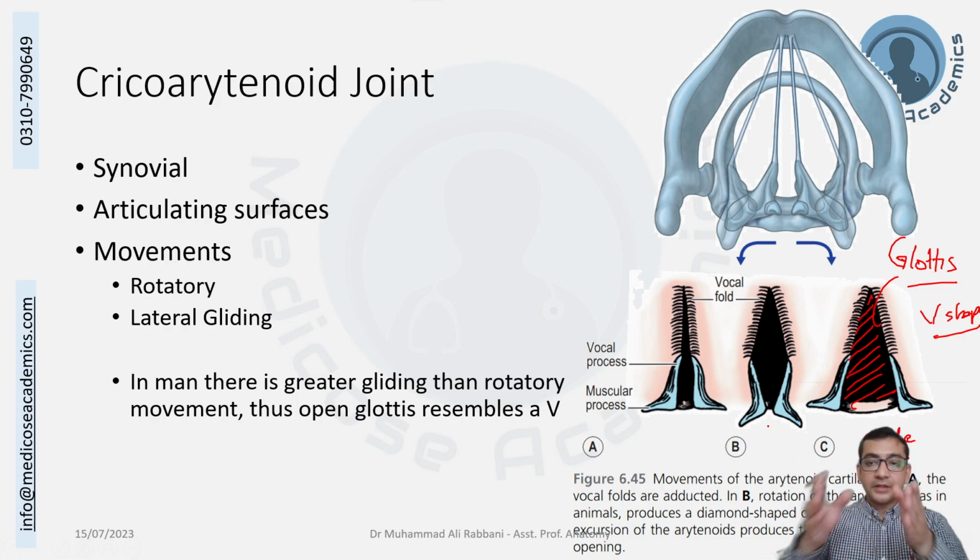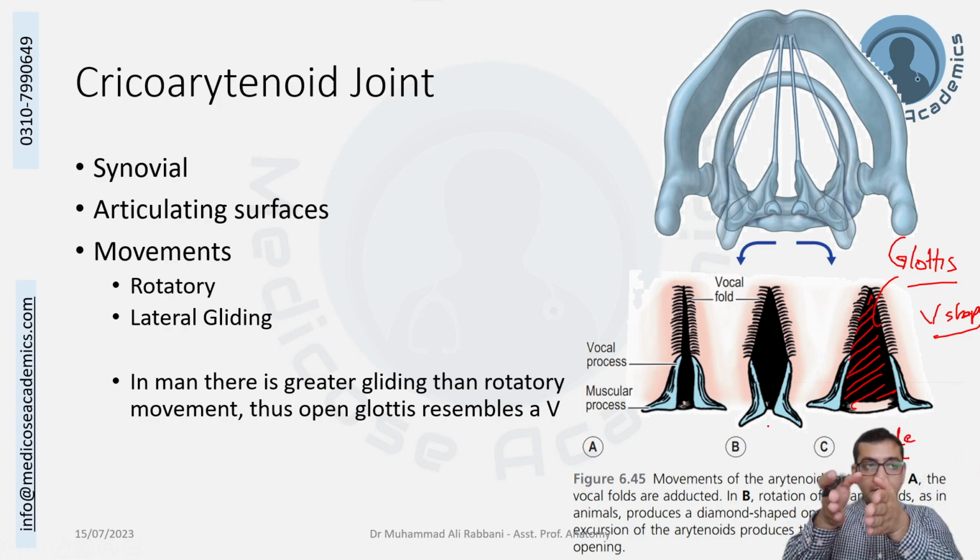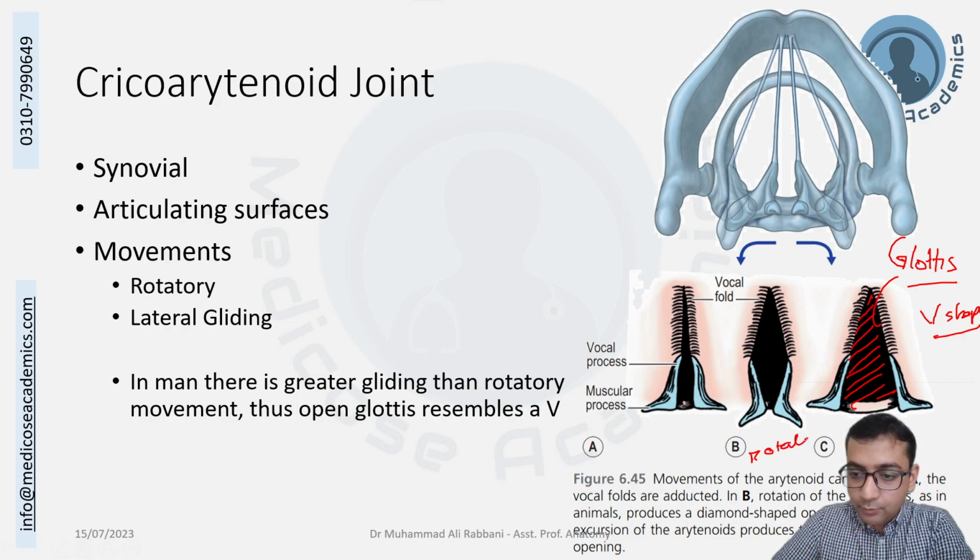The other thing is that the arytenoid cartilages remain on the top. If there is a cricoid cartilage here, the arytenoid cartilage, the one I talked about, was sliding outside. The other possibility is that along the vertical axis, they don't slide, they rotate outside, the anterior surface going laterally and the posterior surface going medially. They rotate outwards, staying on the same point. This is the rotation, the other movement that is possible here. When it rotates here, the glottis becomes diamond shaped.